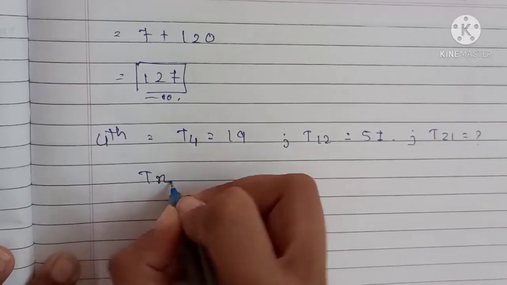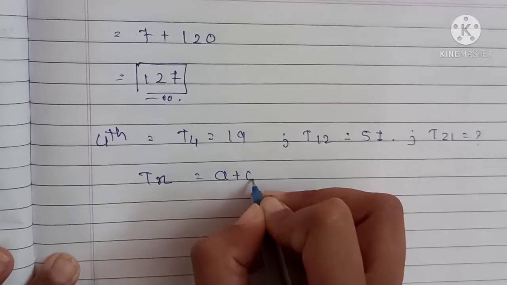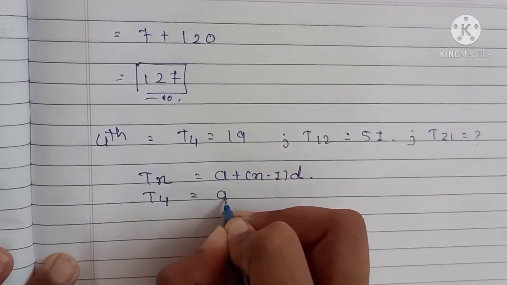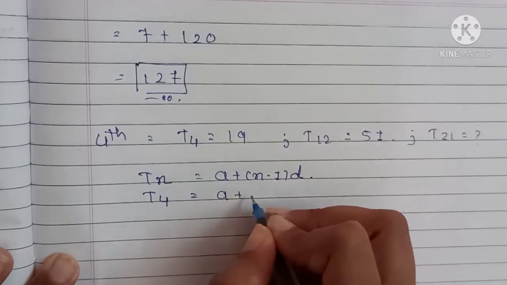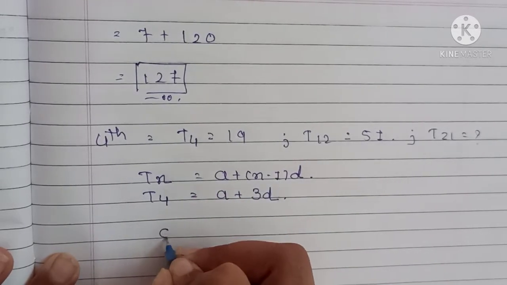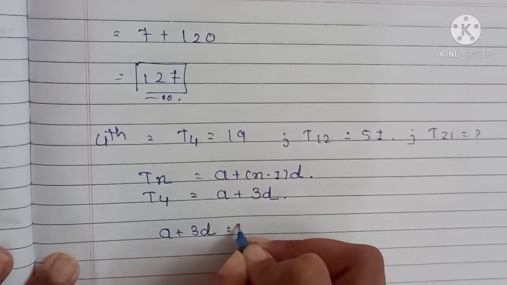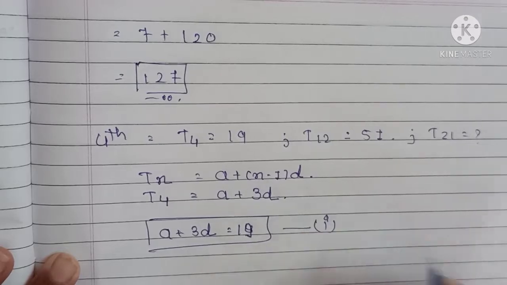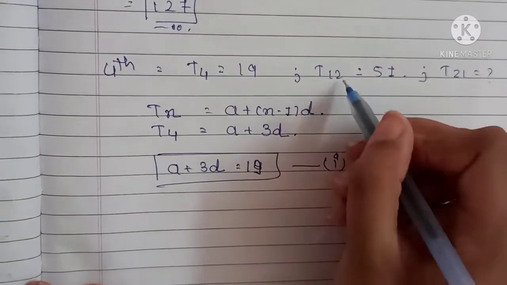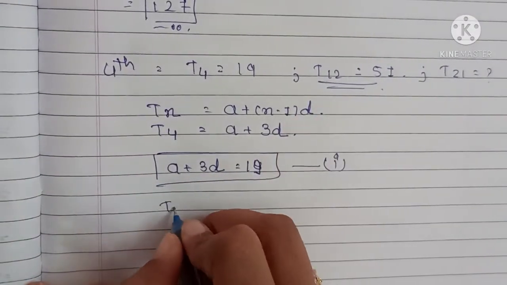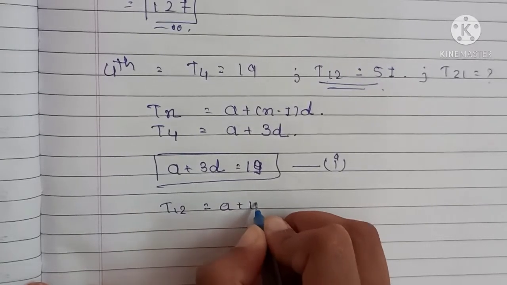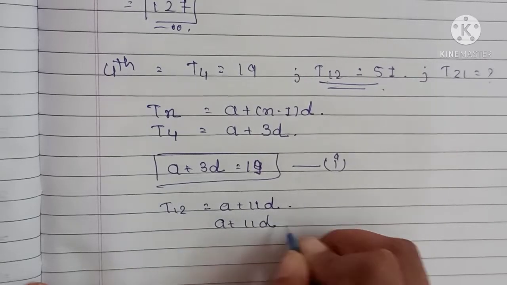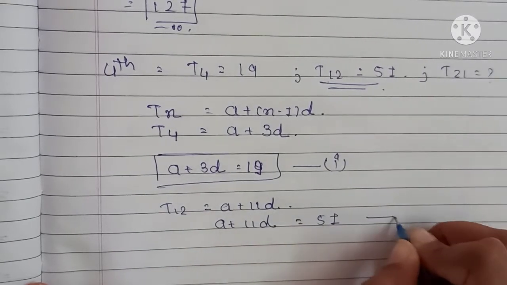What is the formula? Tn is equal to A plus n minus 1 into D. So T4 is equal to A plus 4 minus 1, that is 3D. That is, A plus 3D is equal to 19. That is the first equation. In the same way for the 12th term, T12 is equal to A plus 11D. That means A plus 11D is equal to 51. This is the second equation.